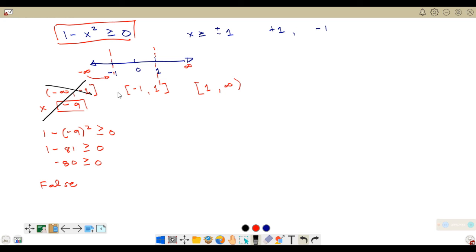Now, let's try this second interval here. Second interval natin, we have negative 1 to 1. Ano yung gusto natin gamitin? Anything na between negative 1 and 1. Gamitin natin si 1/2.